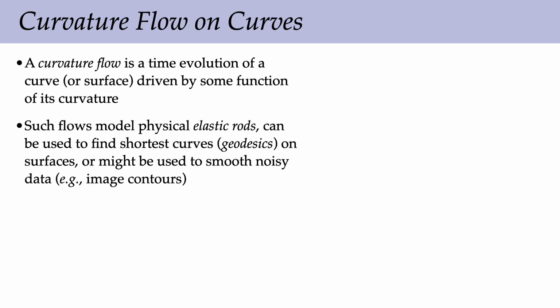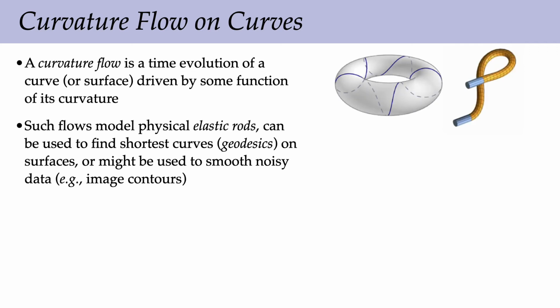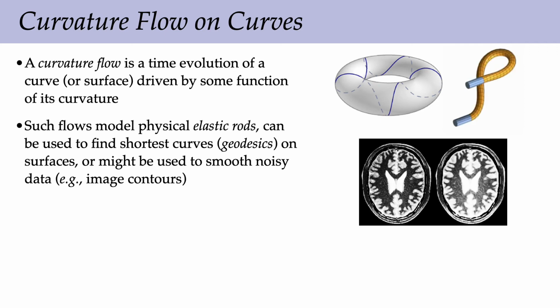They can model physical elastic rods. So if you have a cable that you use to plug in your computer, they can be used to find shortest curves or what are called geodesics on surfaces, or they might be used to smooth out contours in noisy data. So you can think of the place where black meets white as a planar curve, and then you're going to push this curve around to maybe detect features or eliminate noise or whatever.